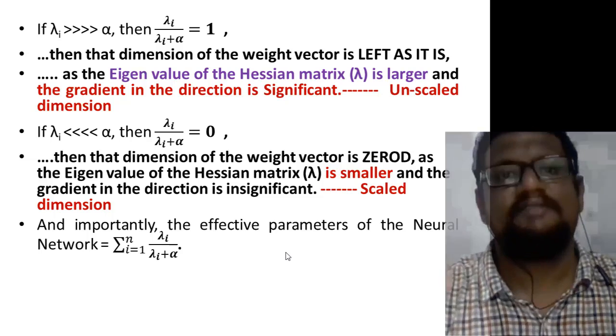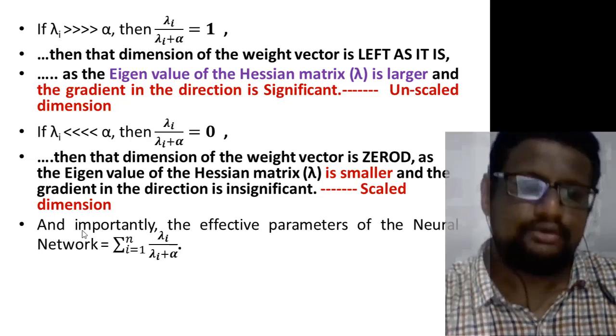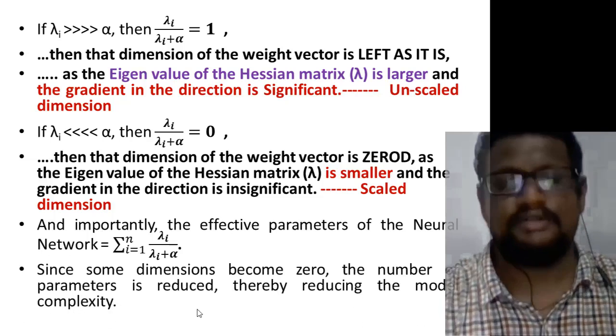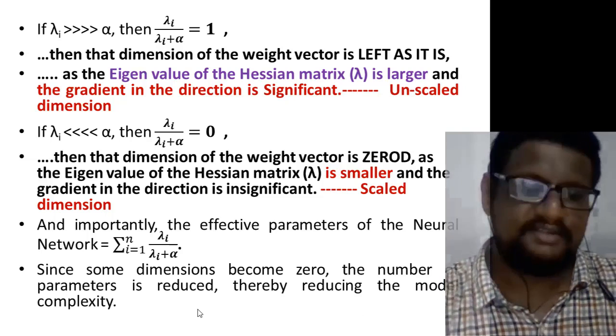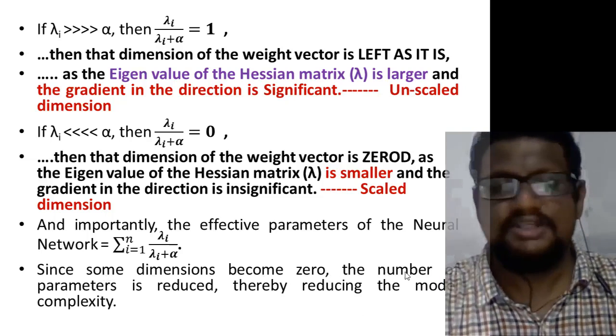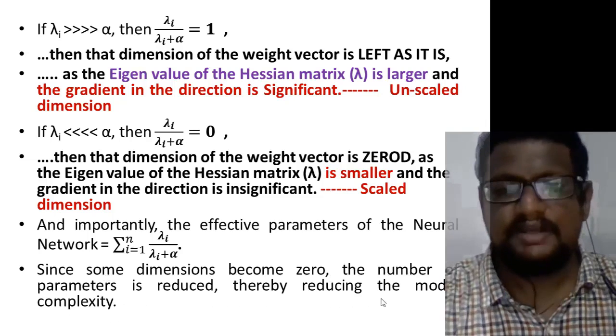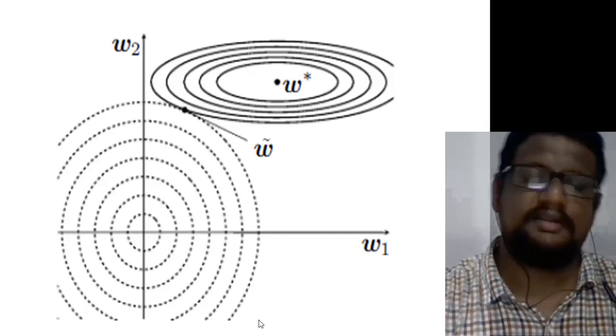That is what we started with in the lecture. So here the effective parameters are being reduced. The insignificant directions are nullified and the significant directions are left as they are. Since some dimensions become 0, the number of parameters is reduced, thereby reducing the model complexity. And that is what is simply given.